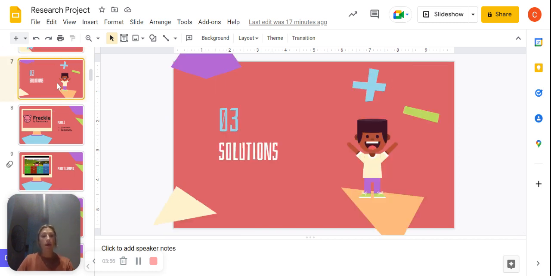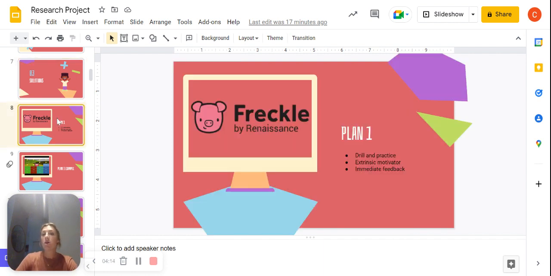Moving on to my possible solutions. They include all of those themes that I talked about. So there's gamification, all of them have immediate and corrective feedback, and then they also have motivating factors. The first possible solution I have is Freckle. So this is plan number one.